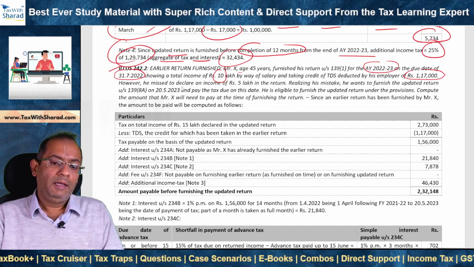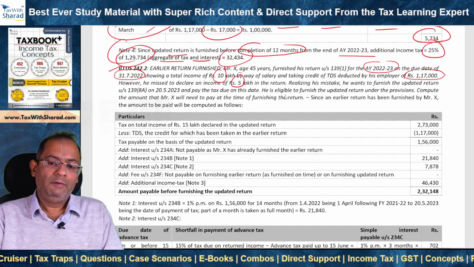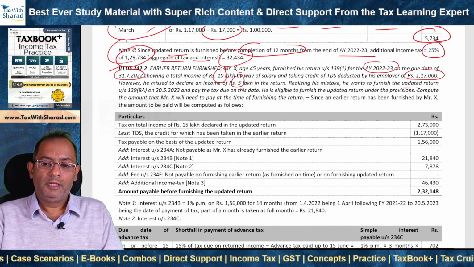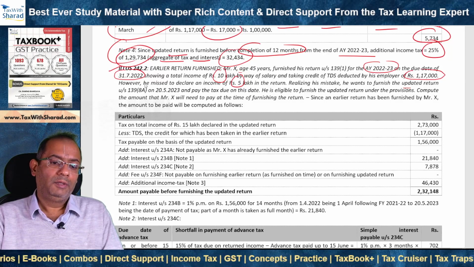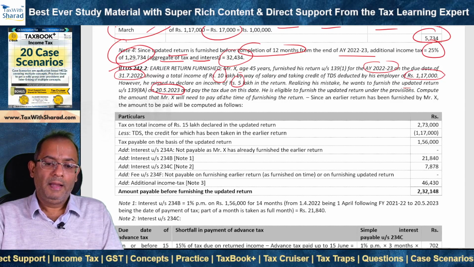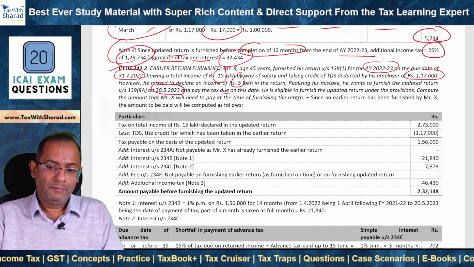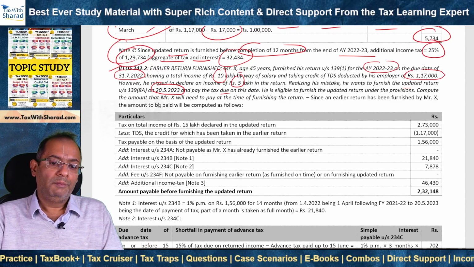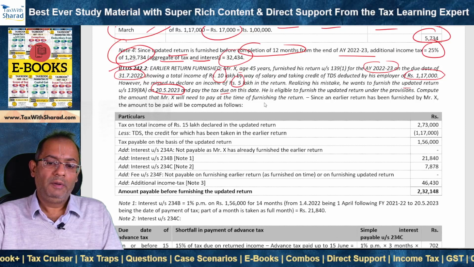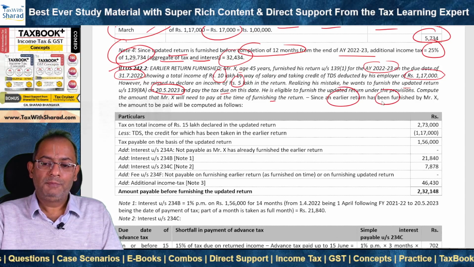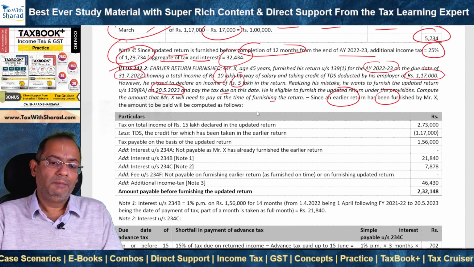However, he missed to declare an income of rupees 5 lakh in the return. Realizing his mistake, he wants to furnish the updated return under 139(8)(a) on 20th May 2023 and pay the tax due on this date. He is eligible to furnish the updated return under the provisions. Compute the amount that Mr. X will need to pay at the time of furnishing the return. Since an earlier return has been furnished by Mr. X, the amount will be paid as follows.